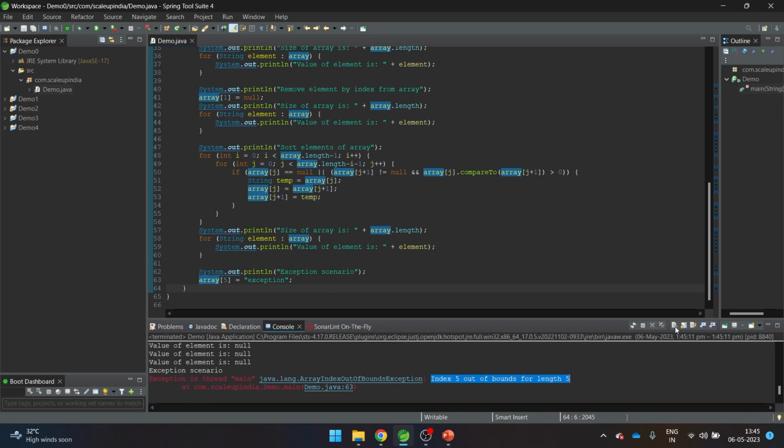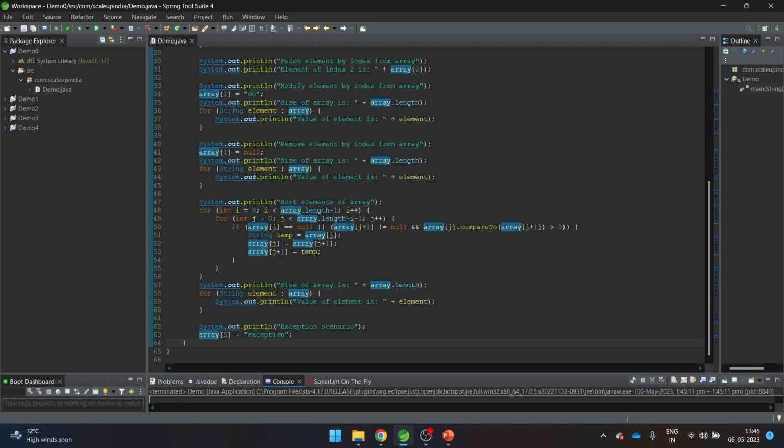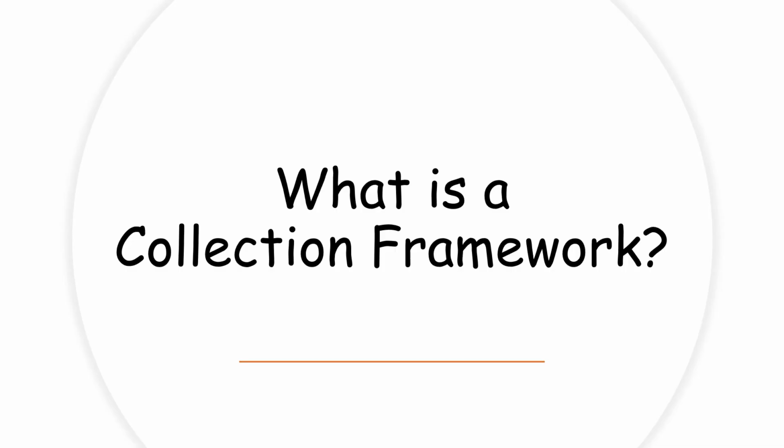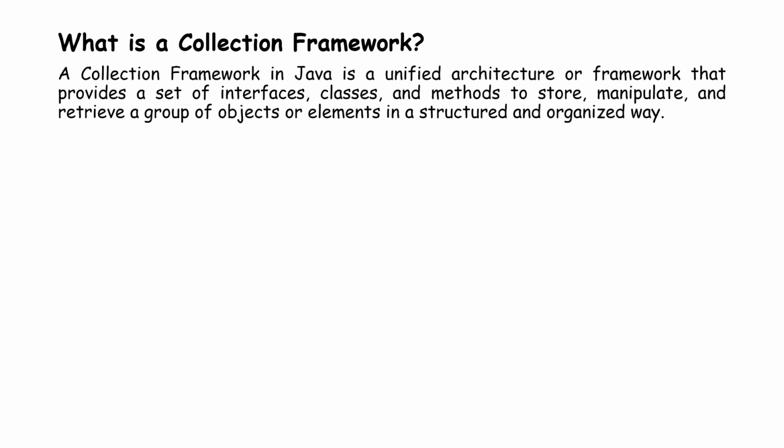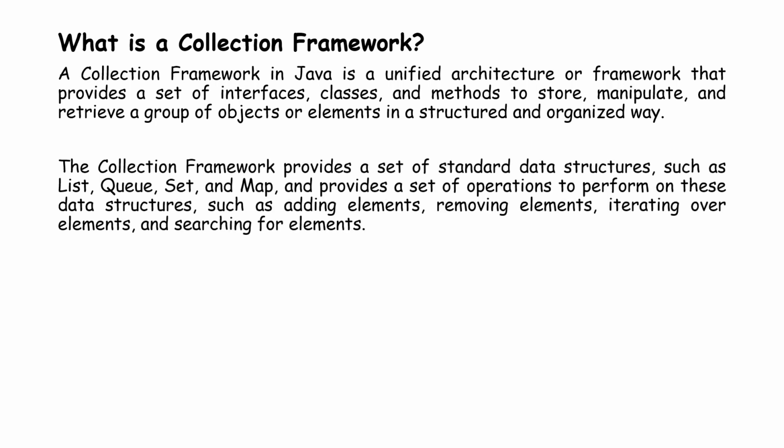And because of this reason only, we need to talk about collections in Java, or going by the exact term, we should be saying collection framework. So now let's talk about what is collection framework or collections in Java. The definition says a collection framework in Java is a unified architecture or a framework that provides a set of interfaces, classes, and methods to store, manipulate, and retrieve a group of objects or elements in a structured and organized way. The collection framework provides a set of standard data structures such as list, queue, set, map, and provides a set of operations to perform on these data structures, like adding the elements, removing, iterating, searching, sorting, and many other operations.